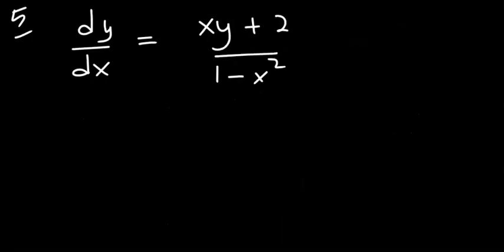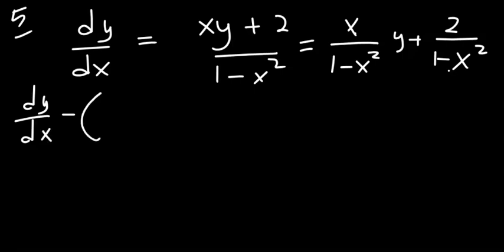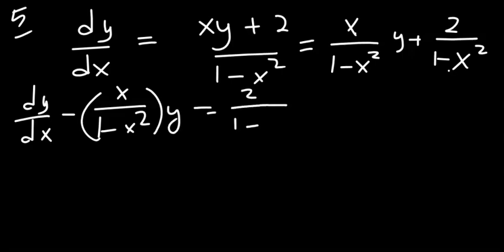Example 5. Let's first rewrite the right-hand side in a familiar form. x over 1 minus x squared y plus 2 over 1 minus x squared. Now rearranging, we get dy/dx minus x over 1 minus x squared y equals 2 over 1 minus x squared. So you see that is your p and that is your q.